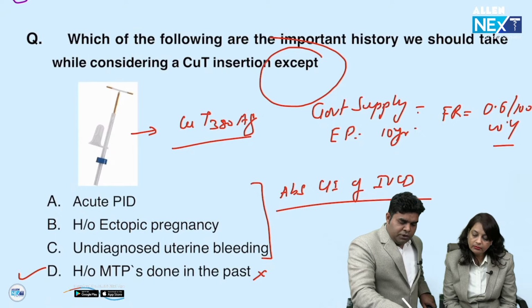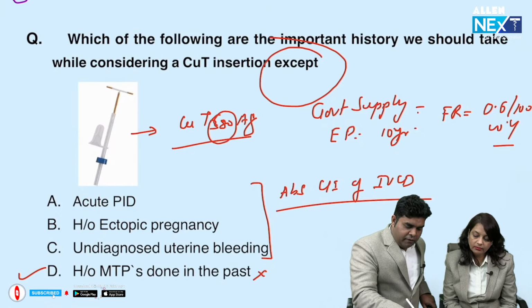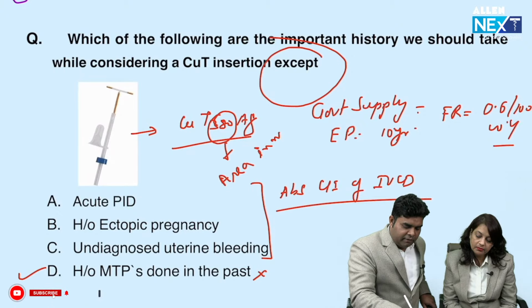Try to answer ma'am's question. This 380 is the area of property in millimeter square. Surface area in millimeter square.